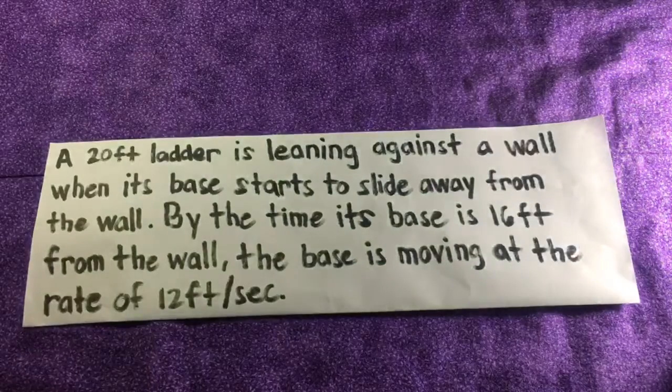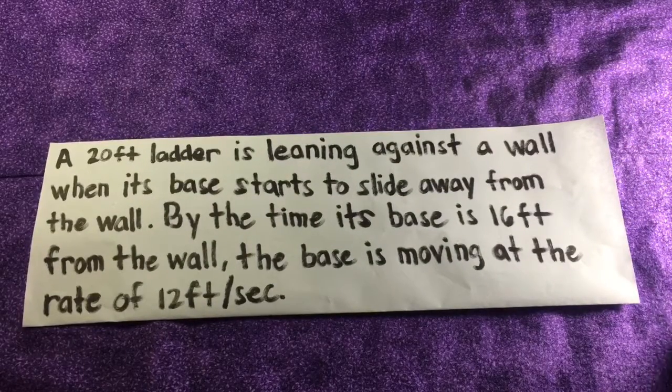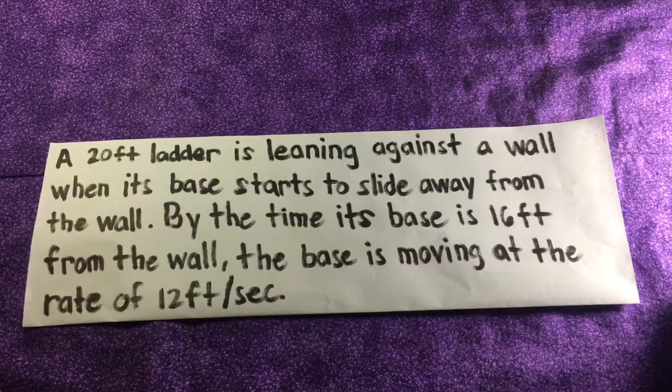So this is a question that we're going to answer. A 20-feet ladder is leaning against a wall when its base starts to slide away from the wall. By the time its base is 16 feet from the wall, the base is moving at the rate of 12 feet per second.